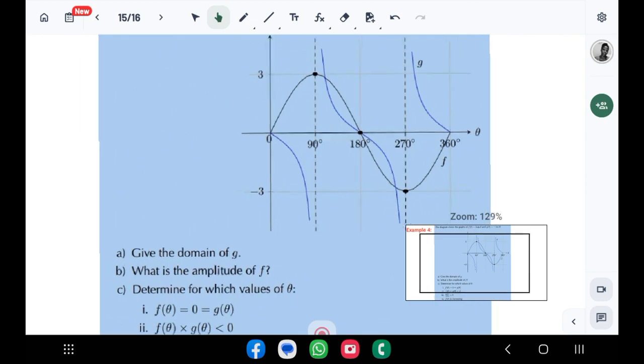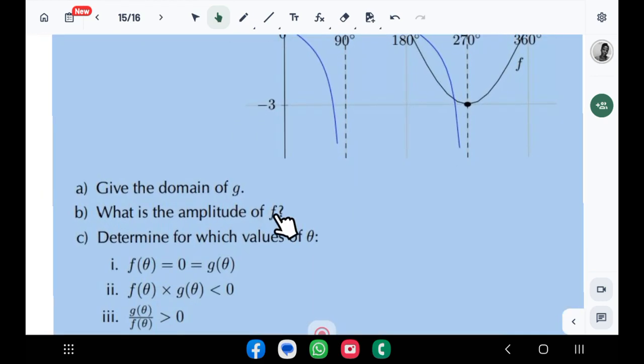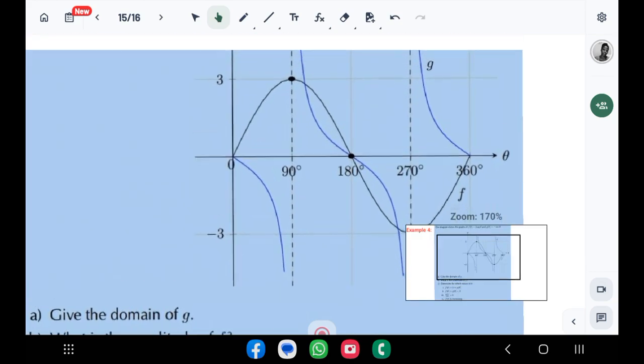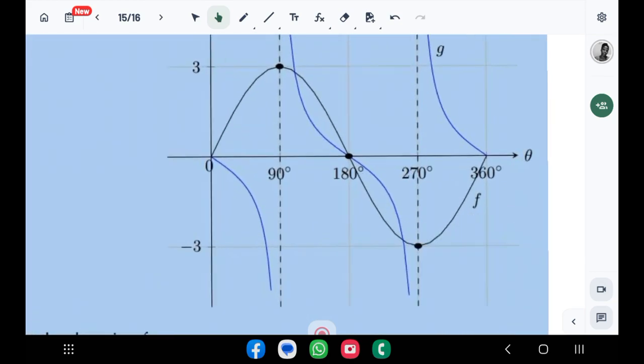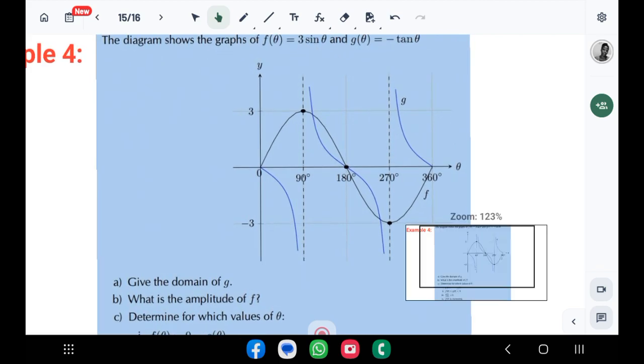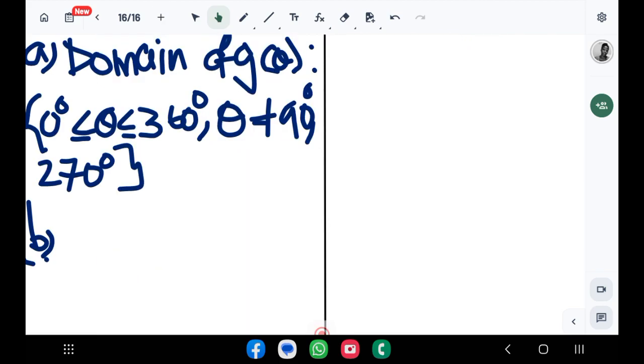The question goes, what is the amplitude of f? Remember, the amplitude of your sine and cosine graph is the distance from the point of rest to the maximum point, or from the point of rest to the negative or minimum turning point, or simply what your a is. A equals 3, and that is what your amplitude is going to be.